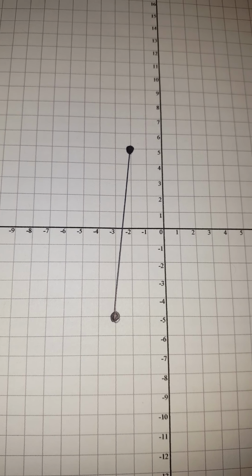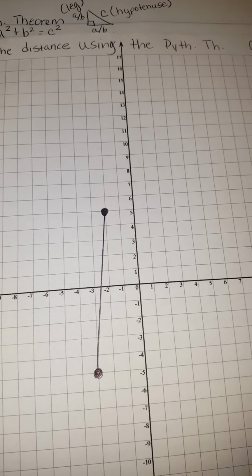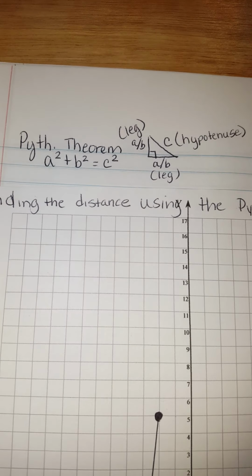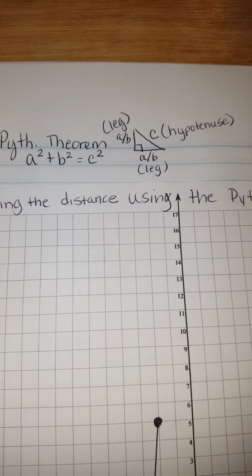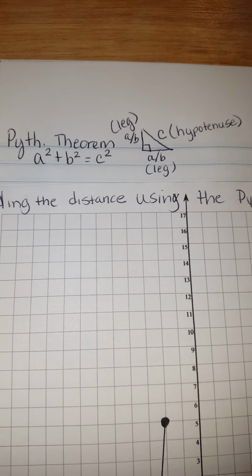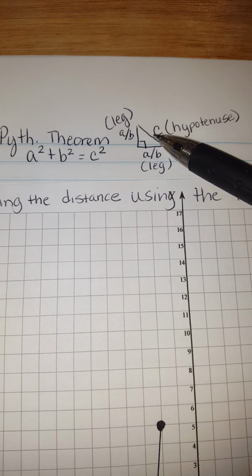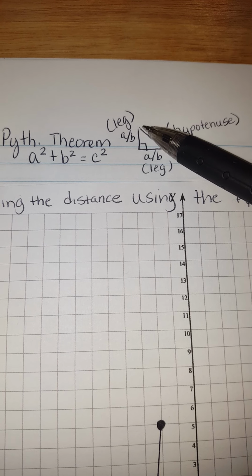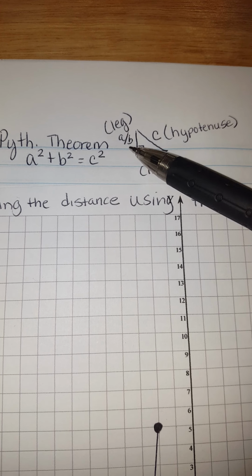Well, we know that the Pythagorean theorem only works with right triangles, and that's the information here at the top. When you have a right triangle, well, we know a triangle has 3 sides. When we have a right triangle, the side that's opposite the right angle, or the longest side, we know that's called the hypotenuse. The other 2 sides are called legs.